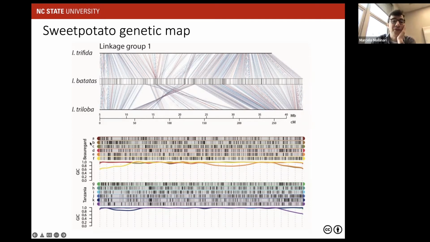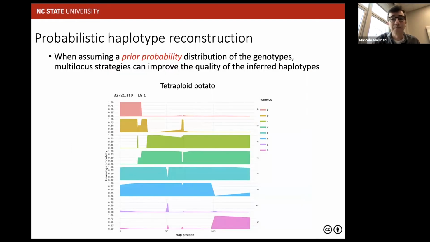And here we have the configuration of both parents, Beauregard and Tanzania, right? And here we have something we call genotypic information content, which is how much you can distinguish between haplotypes here. As you can see, we have the yellow here a little bit lower because these two first parts here between E and F, they are very similar, right? But here they are different, so you can distinguish among all these haplotypes. So we have the haplotypes of our parents, beautiful.